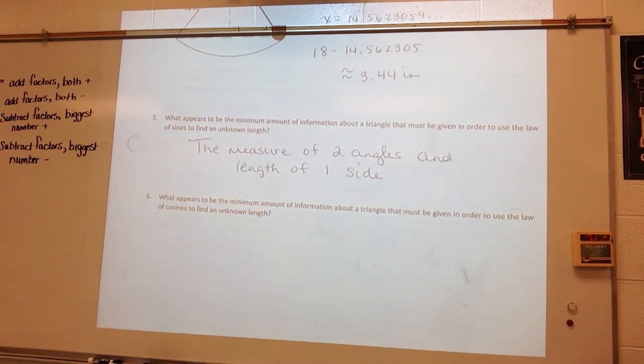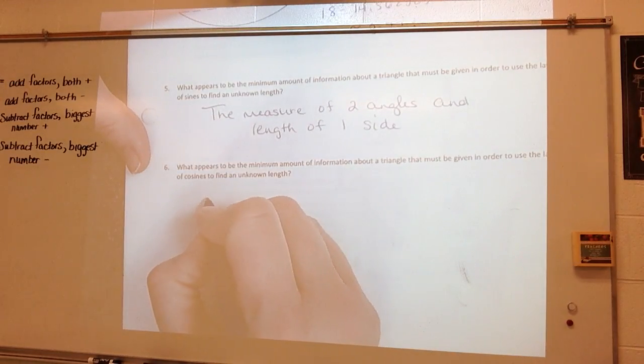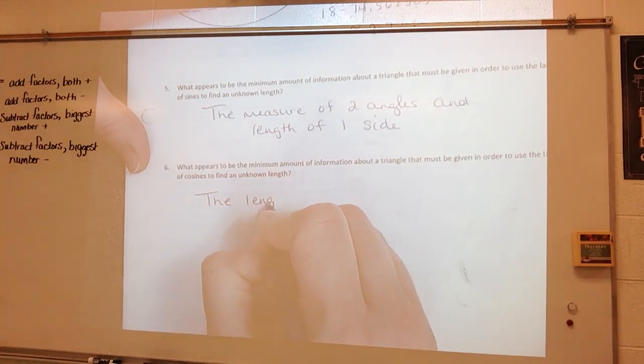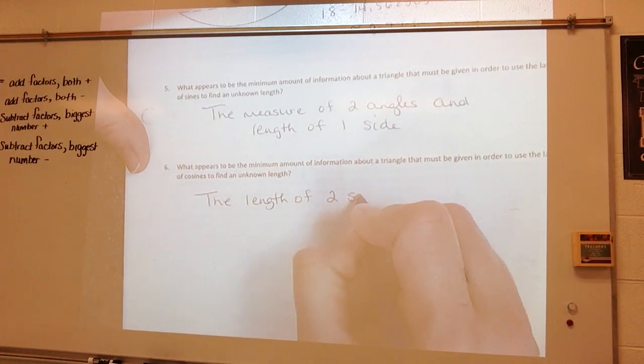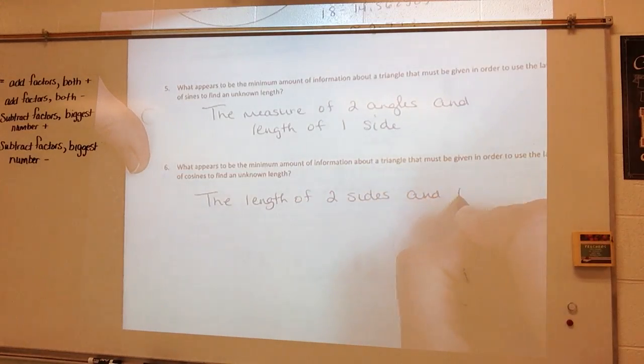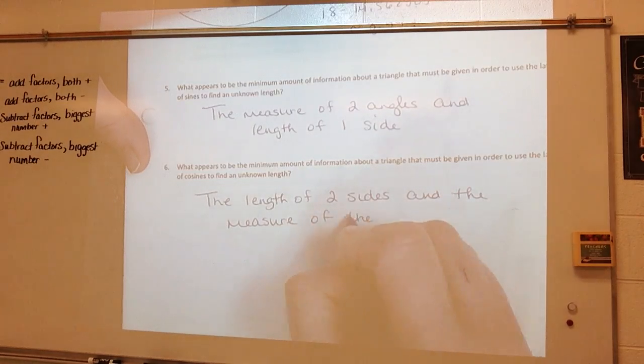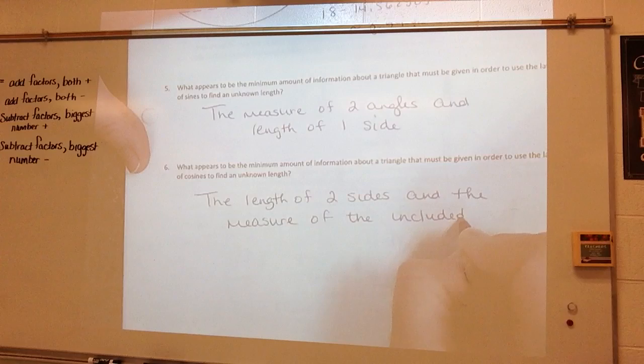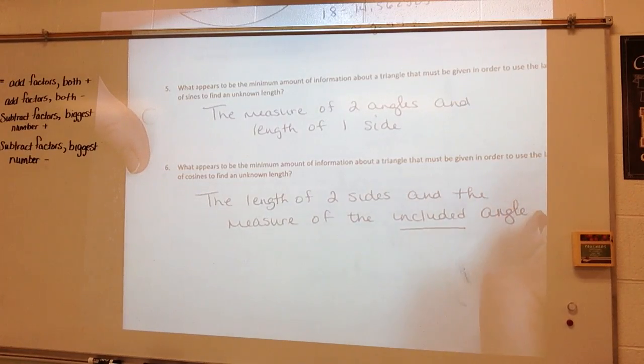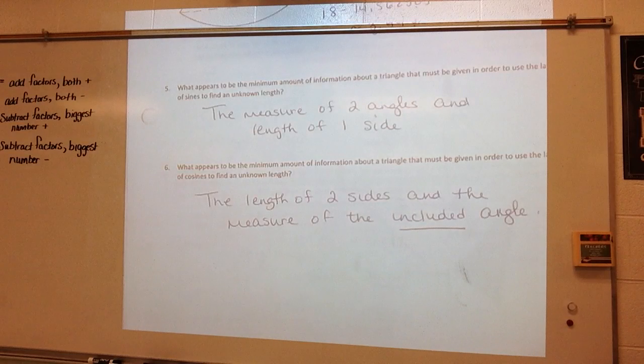What appears to be the minimum amount of information about a triangle that must be given in order to use the law of cosines? To use the law of cosines, you must know the length of 2 sides and the angle measure of the included angle. And it's important to remember it has to be the included angle.